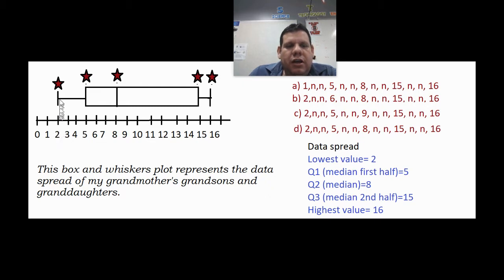Okay, 2 years old, and I have this star right here pointing out that the youngest is only 2 years old, and the highest value is 16. Okay, if I go through the spread of this data, the last value is 16. This is the highest value.